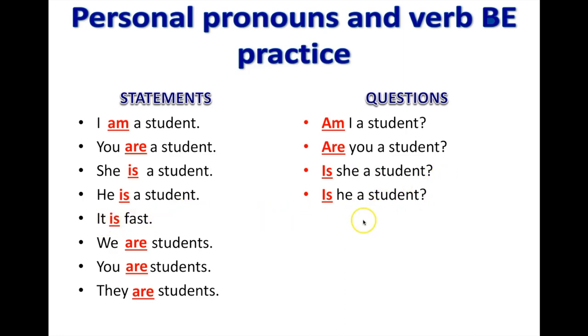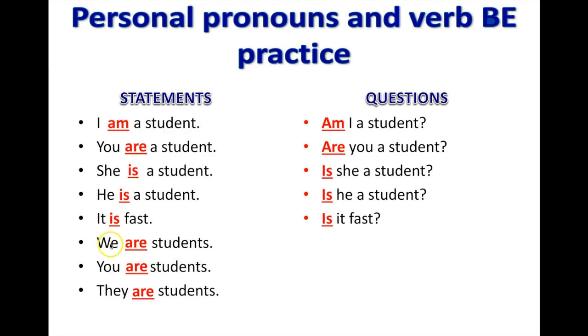How about this one? It is fast. Is it fast? ¿Es rápido? The answer is yes, it is. Or, no, it isn't. Okay? Si tienen alguna duda de cómo responder las preguntas, pueden fácilmente regresar en el video y ver la parte en que expliqué las posibles respuestas negativas. Okay?